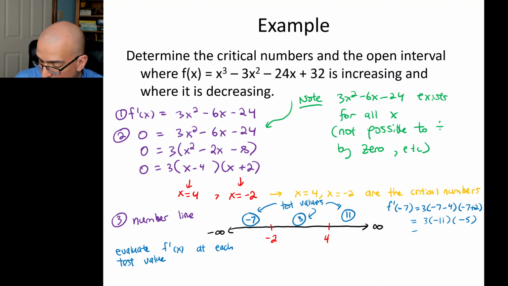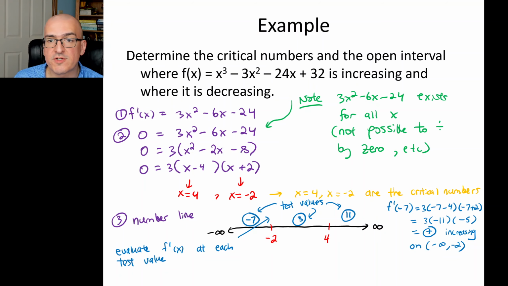Go ahead and multiply it out if you want. All that we care about is, is it positive or is it negative? We have a positive times a negative times a negative, so it's going to be a positive overall. And that means it's increasing. So I'm going to put a little up arrow there. It's increasing on the entire interval from -infinity to -2.